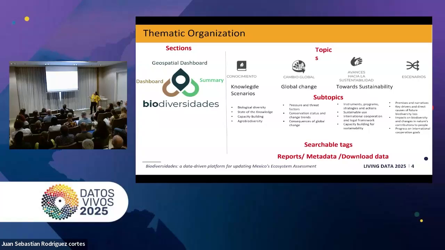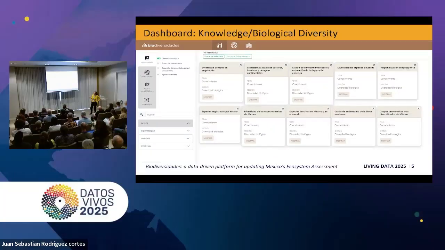Okay, and we have some subsections, and it's going to be searchable with keywords. The idea is that when you are in the dashboard, in a section, it will show all the results, but you can also filter by different aspects you are interested in.